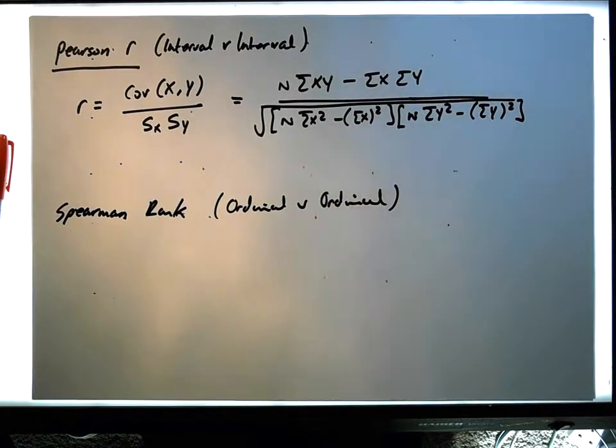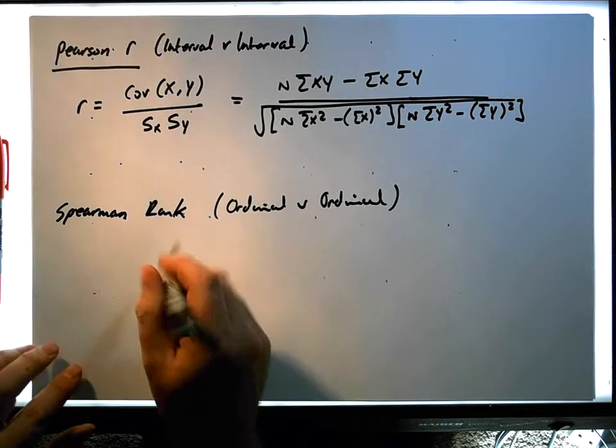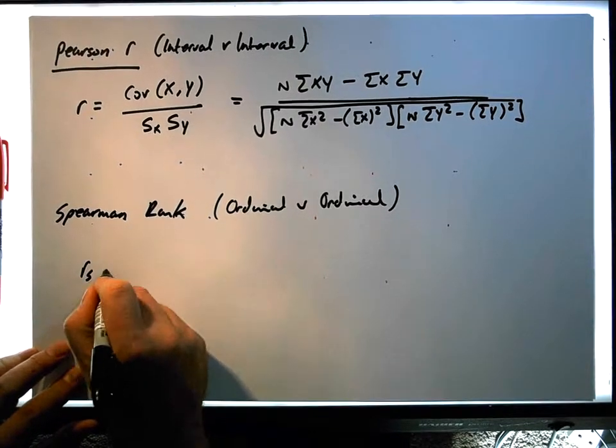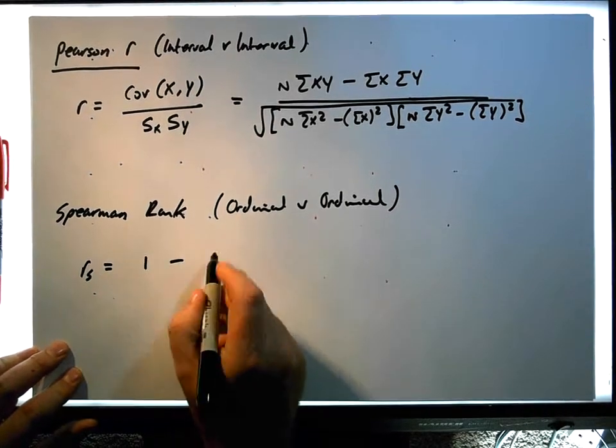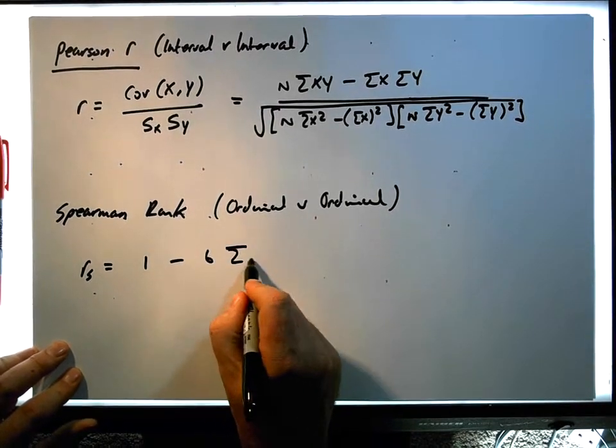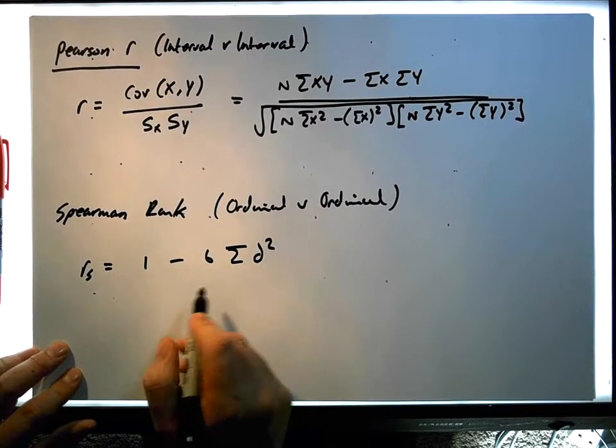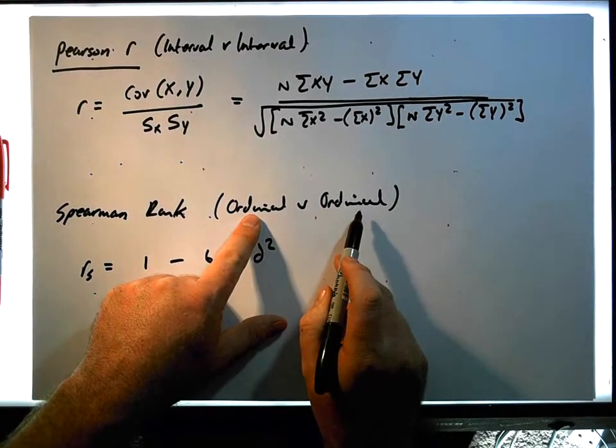The formula that we have in that particular case is, let me just get the formula here for us. Okay, so I'll just move all these over. So our formula here is, let's say, rS is simply equal to 1 minus 6 times the sum of the distance between the ranks. So both variables are rank ordered.